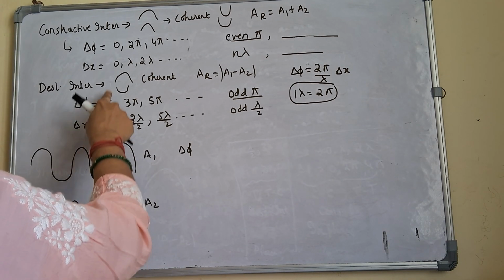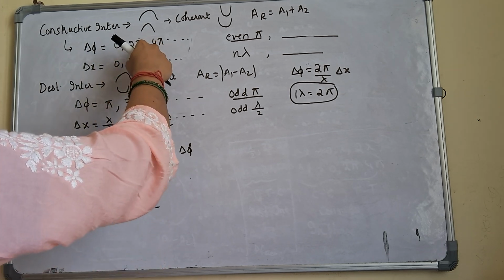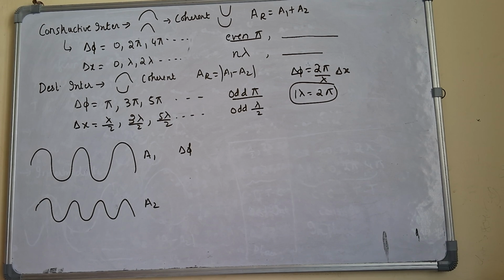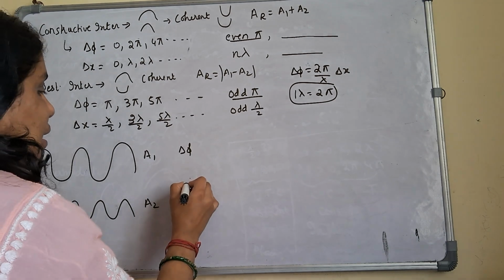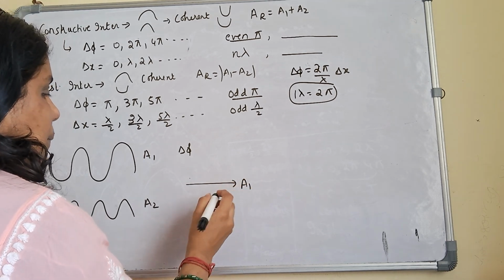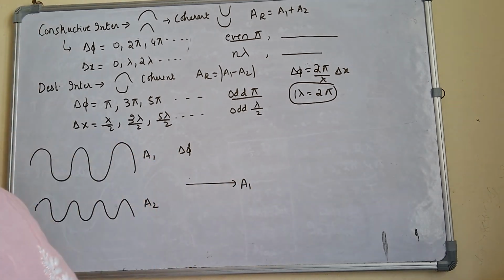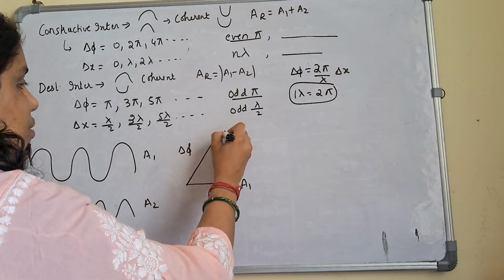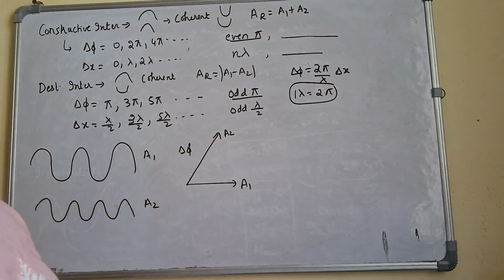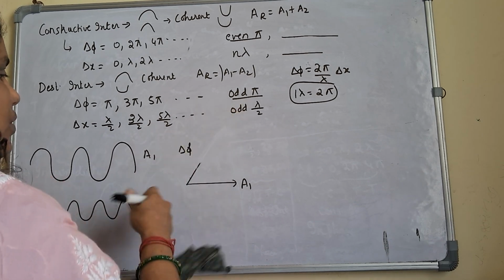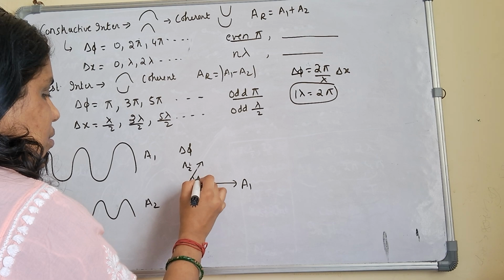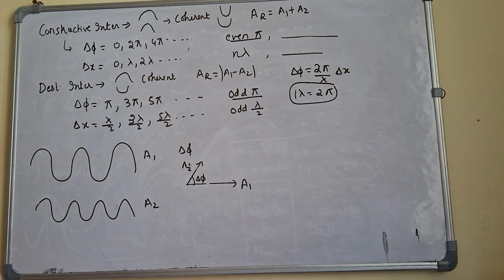If the phase difference is any of these two, then this one is constructive and this one destructive. But in general it may be constructive, destructive, or intermediate. How do I write it in the vector form? This is A1, and the length of this is the amplitude. That's how you write vectors. And let us say this is A2, which should be smaller according to my diagram, lengthwise. And what should be the angle between them? This is your delta phi. This is how I can write it in the vector form.